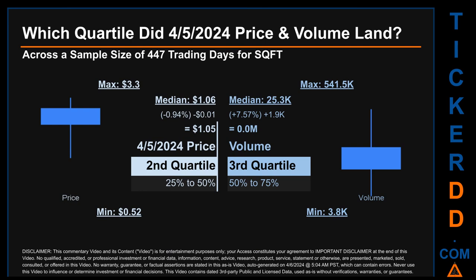Quartiles tell us about the spread of a data set by breaking that data set into quarters, just like how the median breaks the set into half. Descriptively, SQFT has a median price of $1.06. Therefore, the 5th of April 2024 price was lower from that middle marker by 0.94%. The day's volume of 0 million was more than the median by 7.57%.